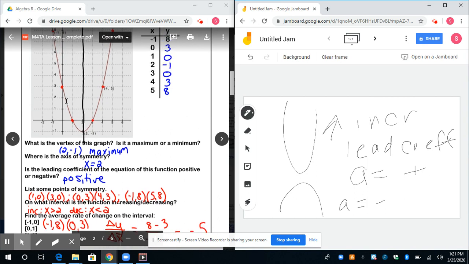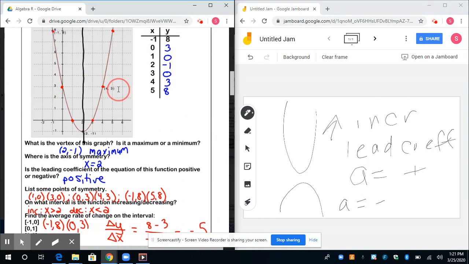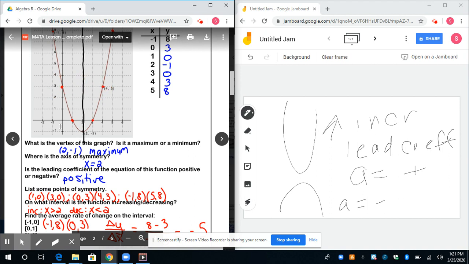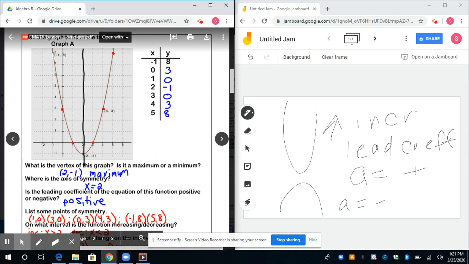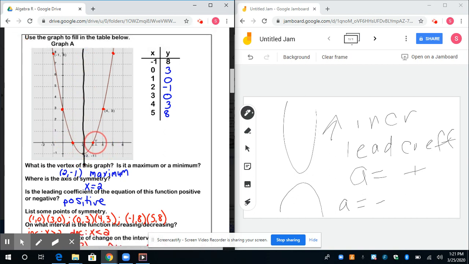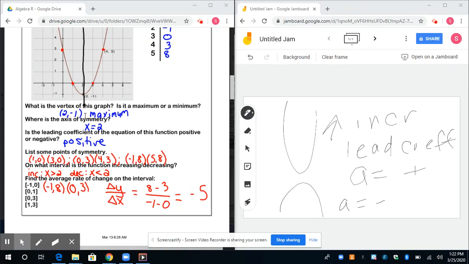List some points of symmetry. So obviously the ones that are across from each other are the symmetrical ones. So these two are symmetrical. These two are symmetrical. And those two are symmetrical. This is your axis of symmetry. And this is your vertex. The vertex is on the axis of symmetry. It's the midpoint between these two solutions, which we are calling roots, which we'll learn, I think, next lesson.